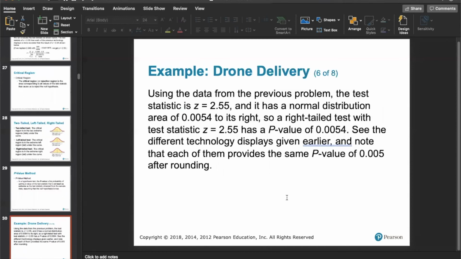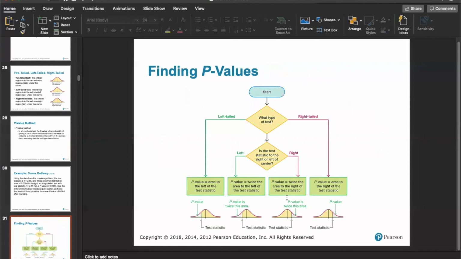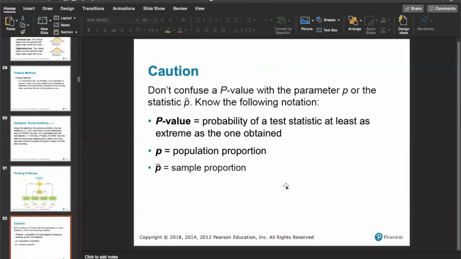So if we're using the same data that we were using before, we would calculate our z as 2.55, and it would have a normal distribution area of 0.0054 to the right, and our p-value would be that 0.0054. And we'll go over how to calculate our p-values in the follow-up questions after the survey. So you can also find it here in this flowchart, depending on which test you're doing, and is your test statistic right or left centered. So this is also a very helpful flowchart.